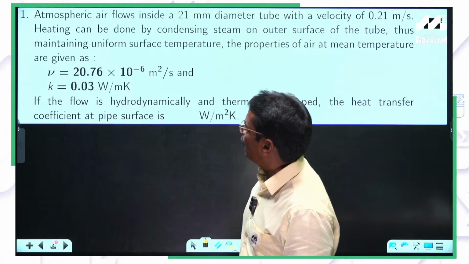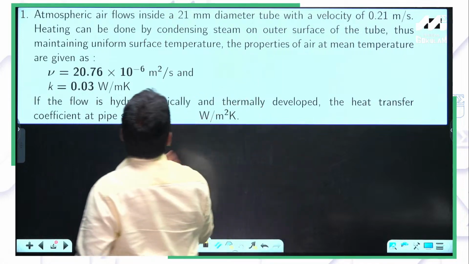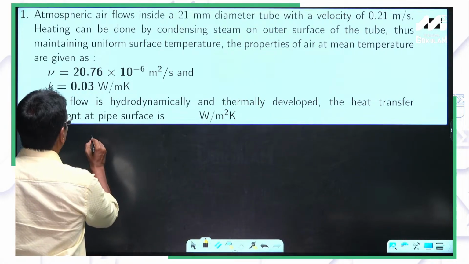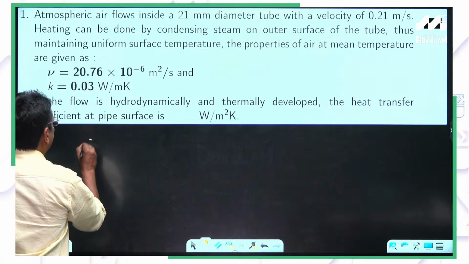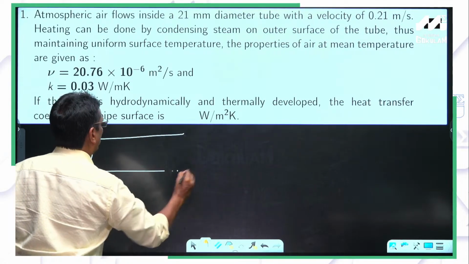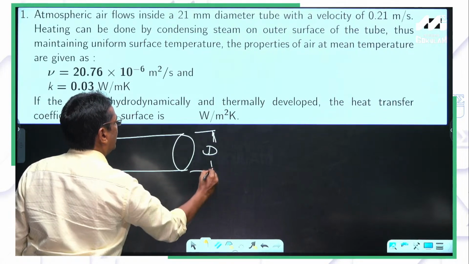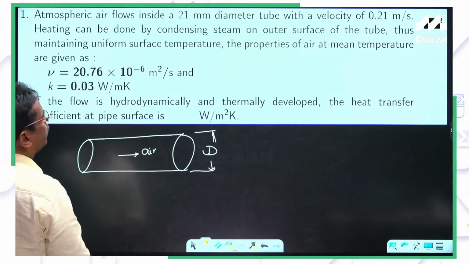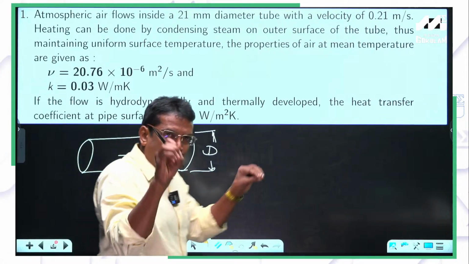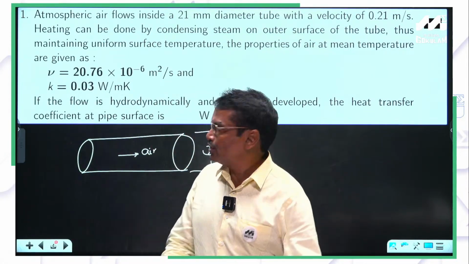This is a question on forced convection heat transfer. Atmospheric air flows inside a 21 mm diameter tube, where D is the diameter. The air is flowing with a velocity of 0.21 meters per second. If velocity is given in any convection problem, it must be a forced convection problem.